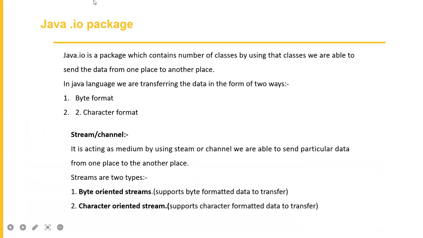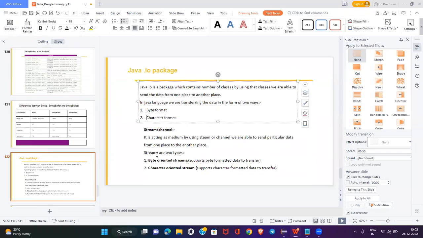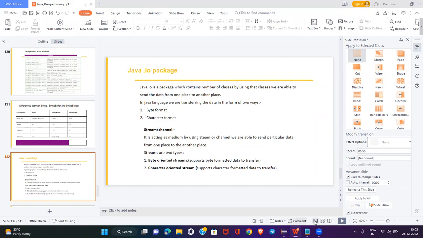Now let's go to IO packages, because for input output operations we move to the IO package. Basically java.io is a package which contains a number of classes. By using those classes, we are able to send data from one place to another place, from file to system or file to file. In Java, we have two types of transferring data: one is byte oriented, the second one is character oriented.